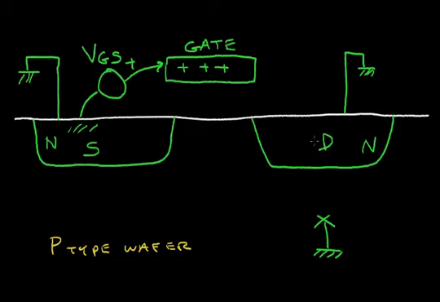So let's understand what happens when I apply this gate voltage. Well, we know that we're going to create an electric field beneath the gate. And we know that this P region has holes. The carriers are predominantly holes. So these holes will be repelled by this electric field. They'll be pushed downwards, and electrons eventually will be attracted to this surface.